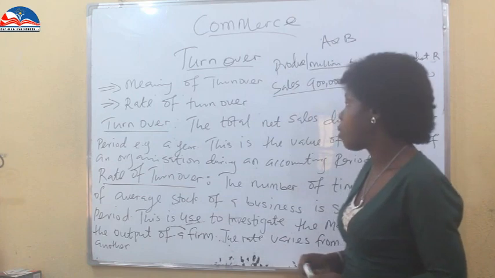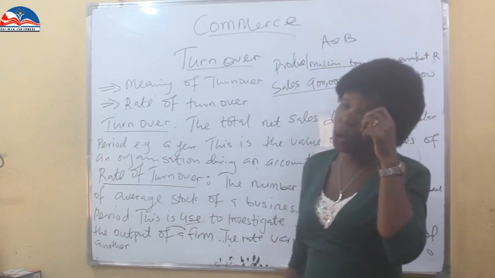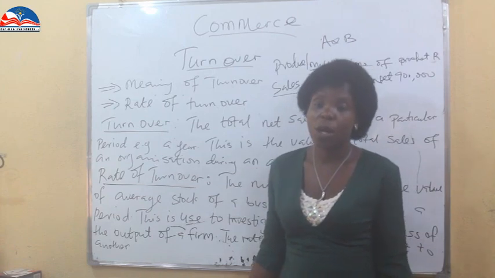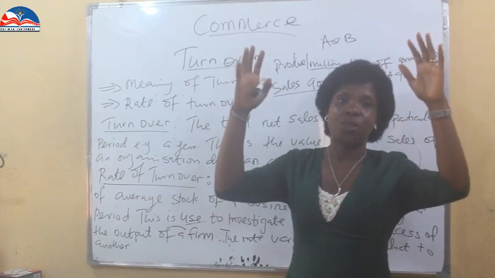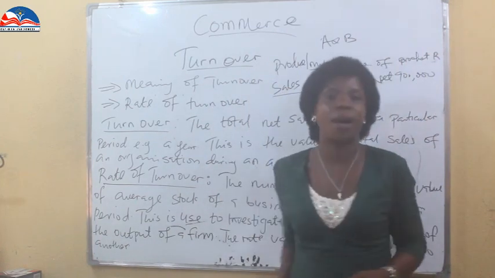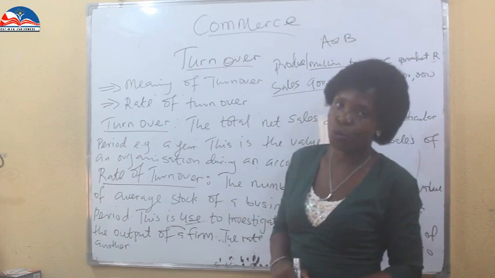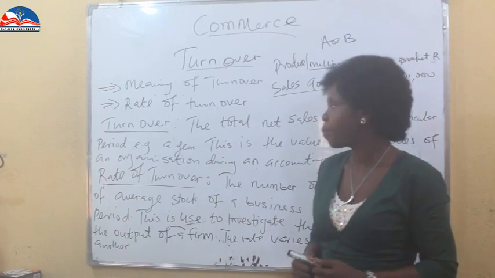Alright? So we have seen what turnover is. So when you are calculating the turnover of your business, always know that you are going to record all the things you have bought or produced, and then less the number that you have sold. That's your net sales, and that's your turnover.